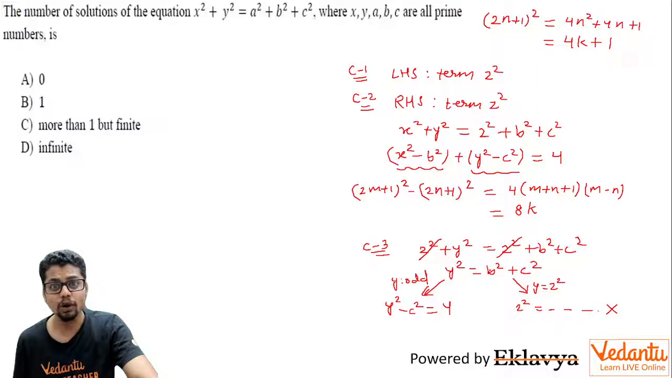So we have considered all possible cases, all possibilities we have explored, and we haven't got any solution for this equation x square plus y square equal to a square plus b square plus c square, where x, y, a, b, c are all prime numbers. So that means the number of solutions is 0.